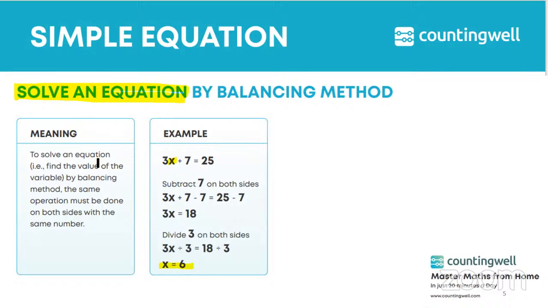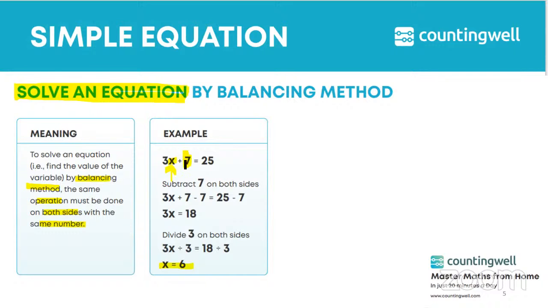So, to solve an equation or to find the value of the variable by balancing method, the same operation must be done on both sides with the same number. So just remember, same operation, same number, and on both the sides. For example, here if you want to find the value of unknown variable x, first you have to remove this 7. So to make this 7 as 0, you have to subtract 7 from LHS. You have to do the same on RHS. So you have to subtract 7 on both sides.